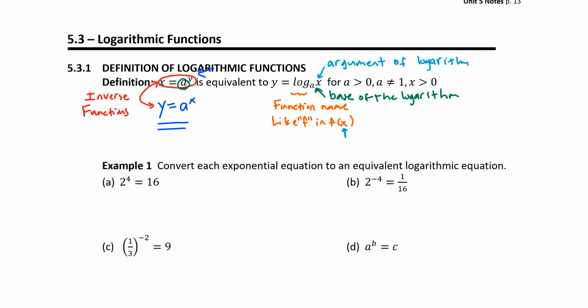So x equals a to the y is a rearrangement of our exponential function, right? We've switched x and y to create the inverse function. Then we're going to rewrite this in logarithmic notation. Thus, the exponential function that we began with, y equals a to the x, is the inverse to y equals log base a of x.